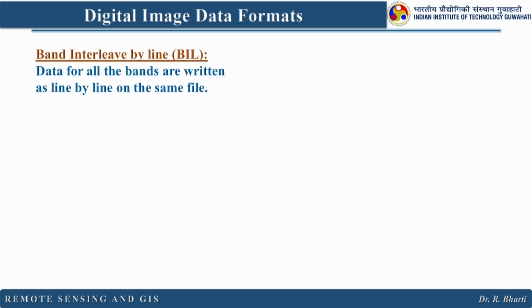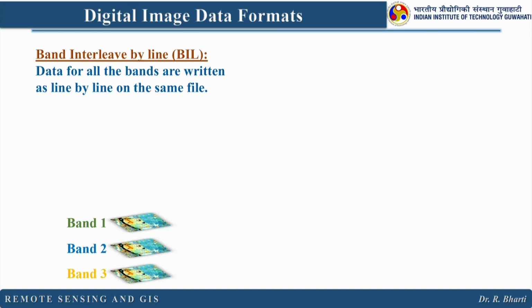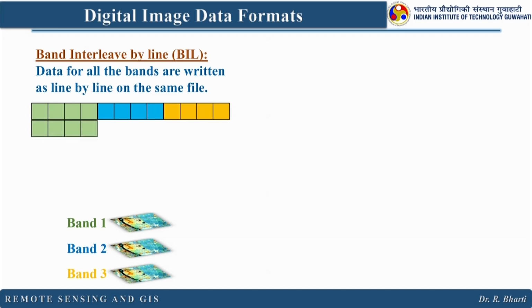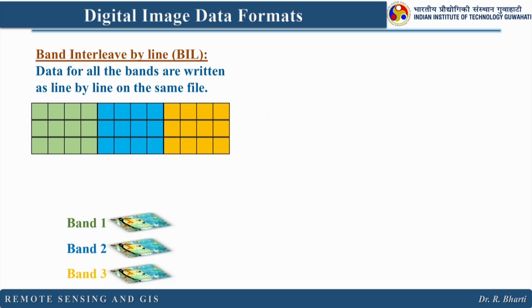Now, the next one is band interleaved by line, where data for all the bands are written line by line in the same file. Here for the 3 bands, we see the first line of the first image, then the first line of the second image, then the first line of the third image. Then the second line of the first band, second line of the second band, second line of the third band, then the third lines, then the fourth lines. Band means image. So, likewise we save our data in a single file using band interleaved by line format.